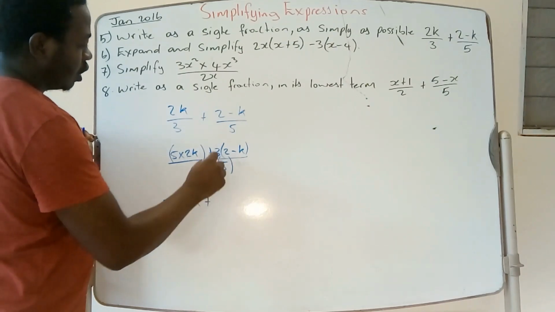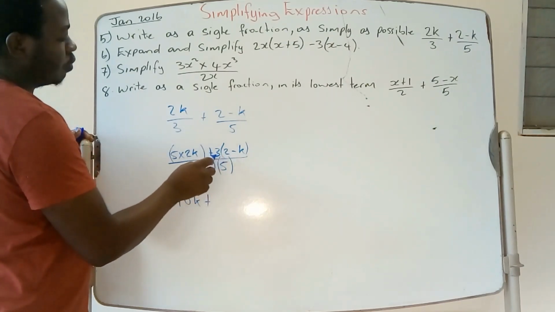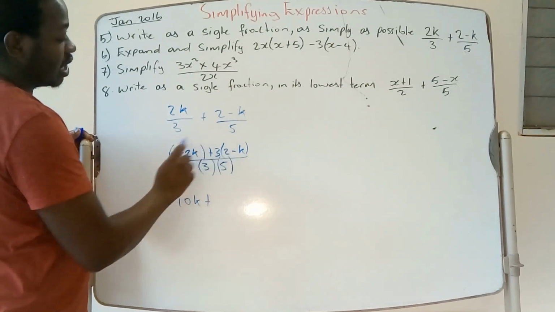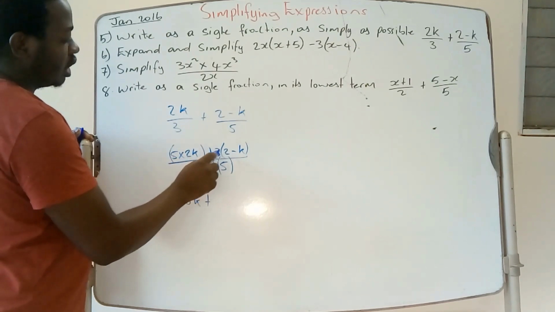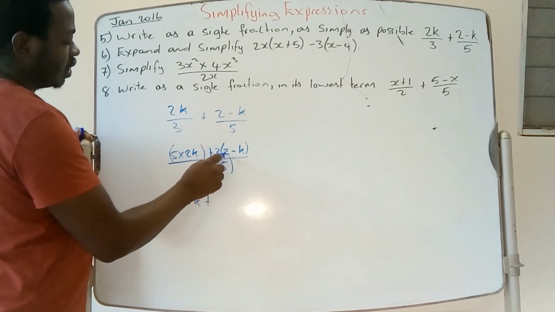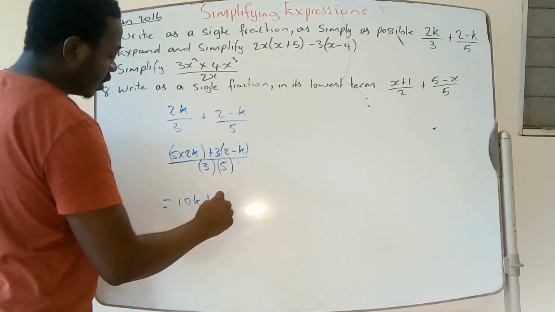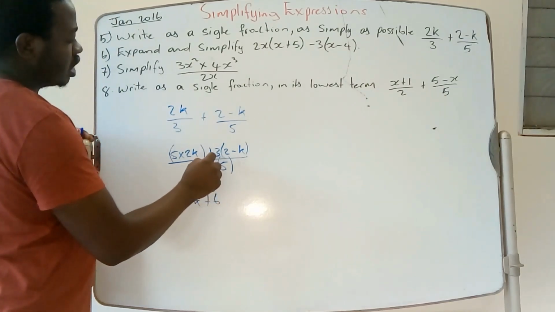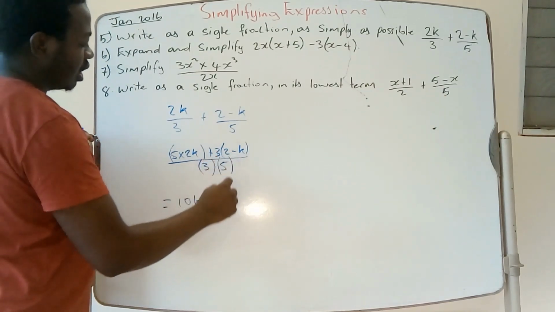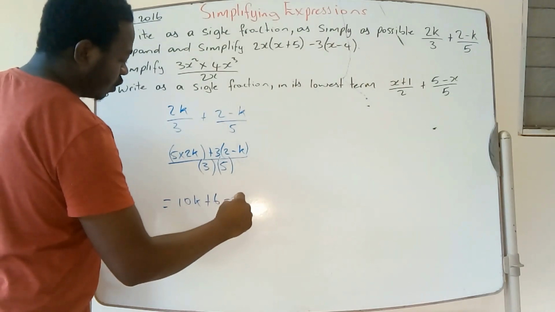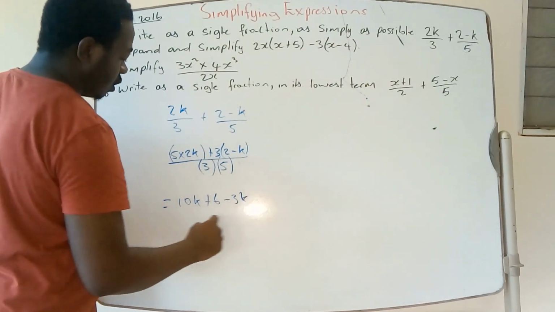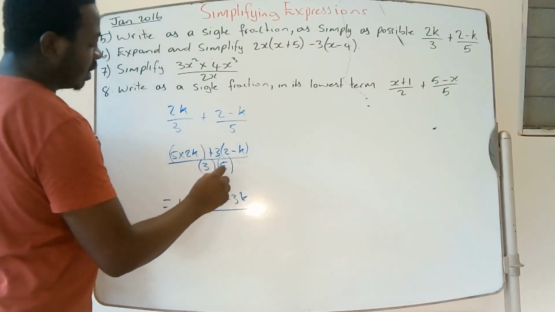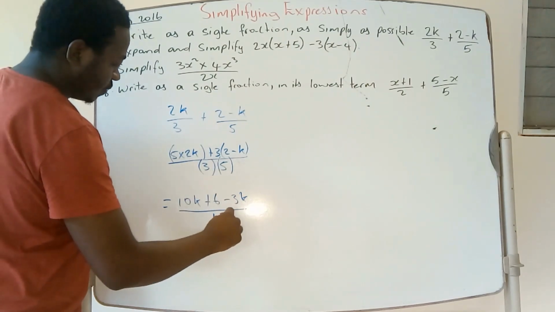plus 3, I'm going to take this plus 3 to multiply each term inside of the bracket. So plus 3 times positive 2, that gives me plus 6, plus 3 times minus k gives me minus 3k. All over 3 times 5, which is 15.